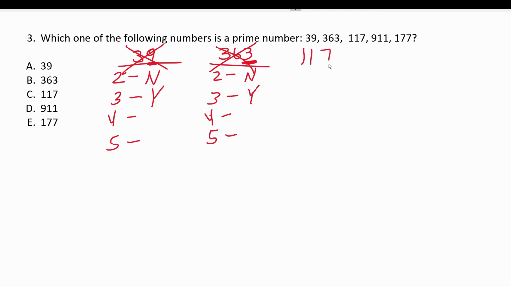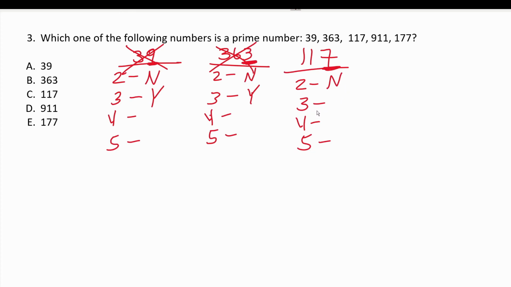Let's look at 117 now. Okay, we're going to run divisibility checks for 2, 3, 4, and 5. Again, to determine if it's divisible by 2, we're looking at this last digit here. Is 7 even? No, it's odd, so we know it's not divisible by 2.